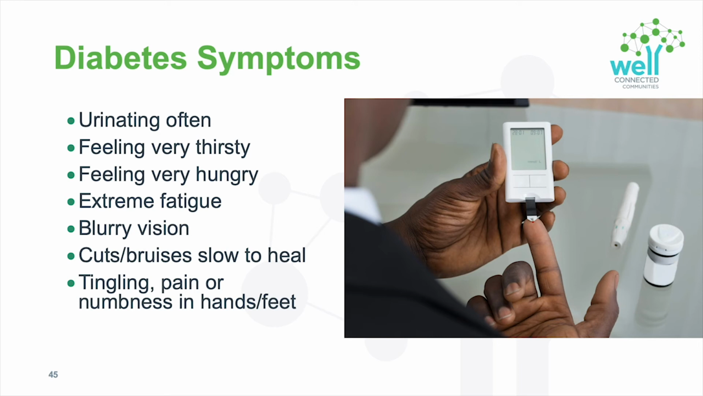Common symptoms of diabetes include urinating often, feeling very thirsty, feeling very hungry even though you are eating, extreme fatigue, blurry vision, having cuts and bruises that are slow to heal, and also tingling, pain, or numbness in the hands and feet. A person with diabetes can go undiagnosed for several years.